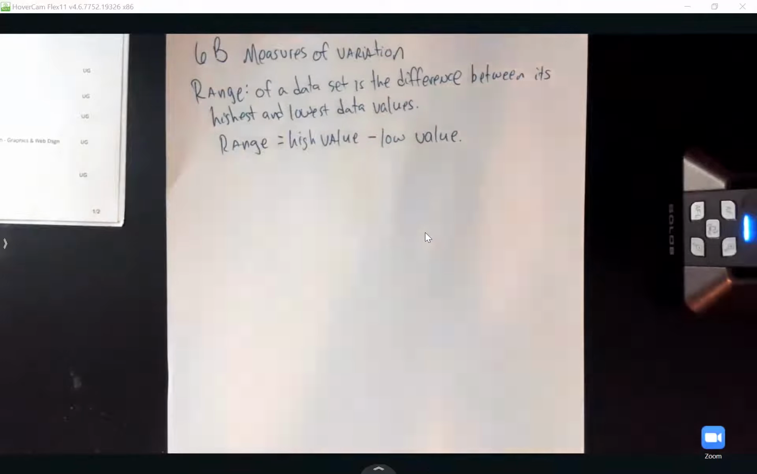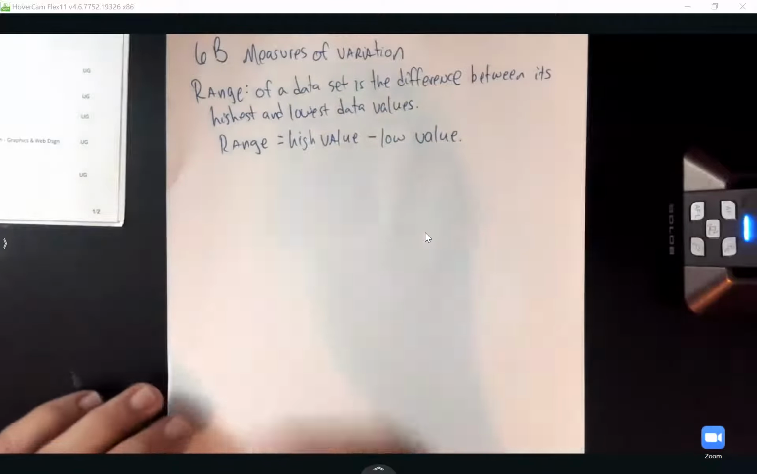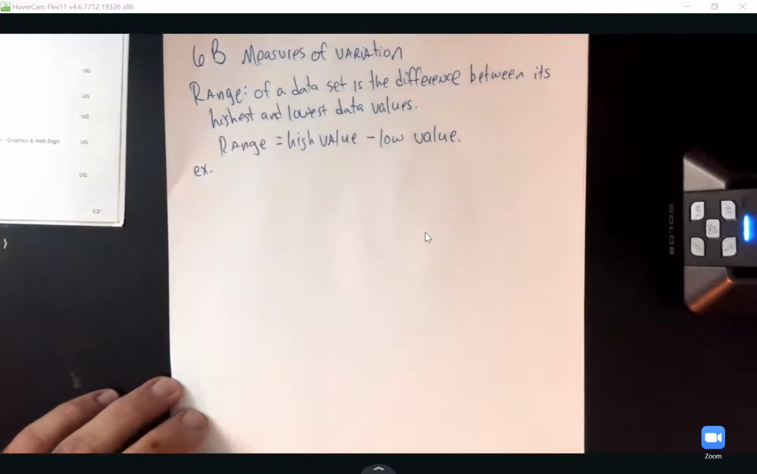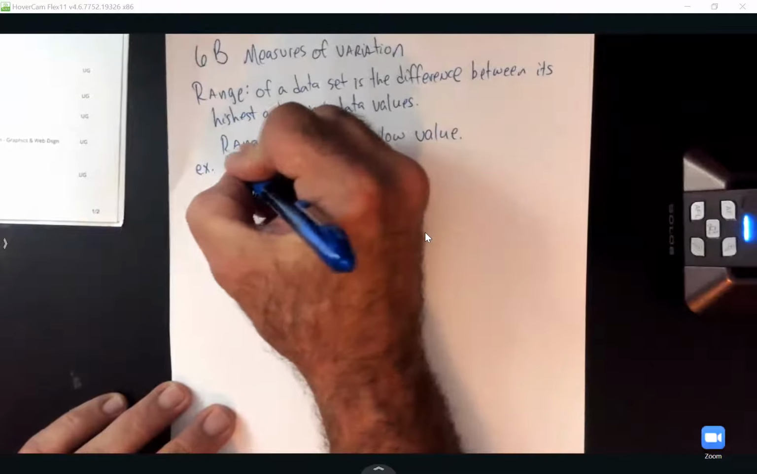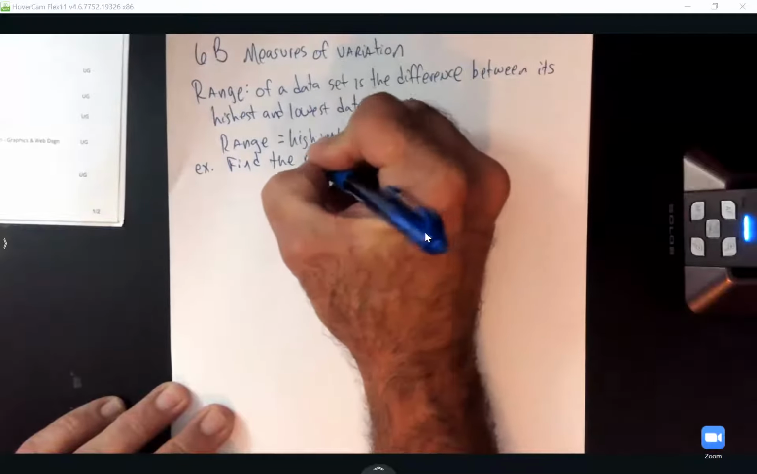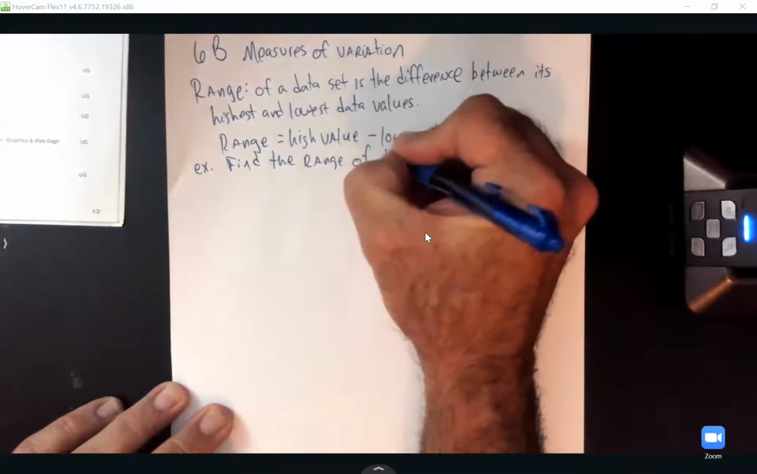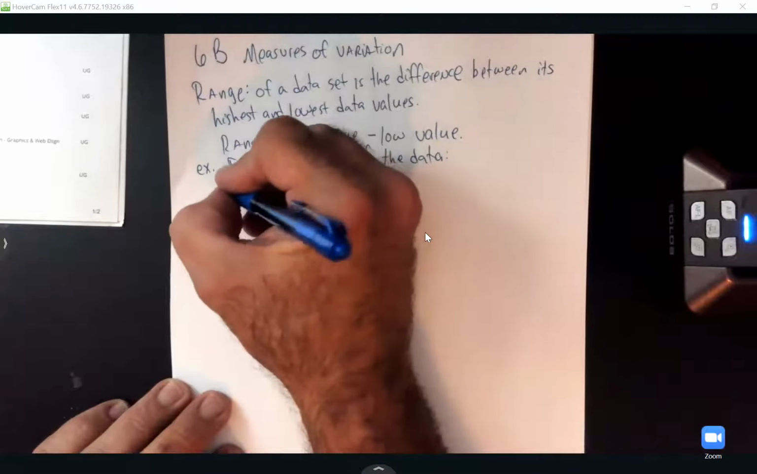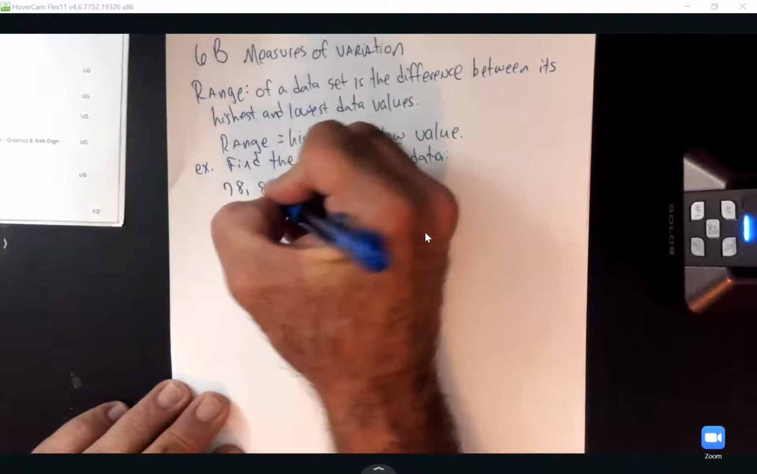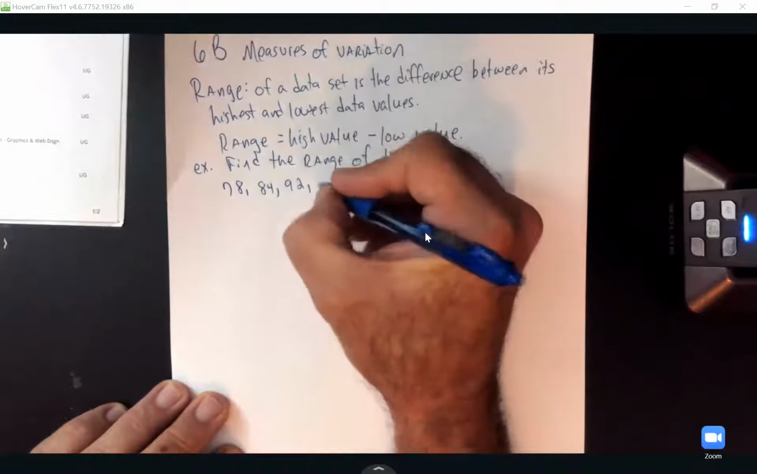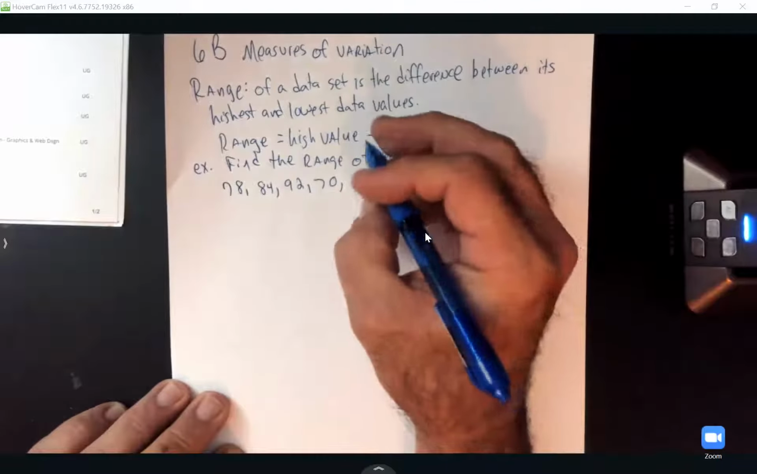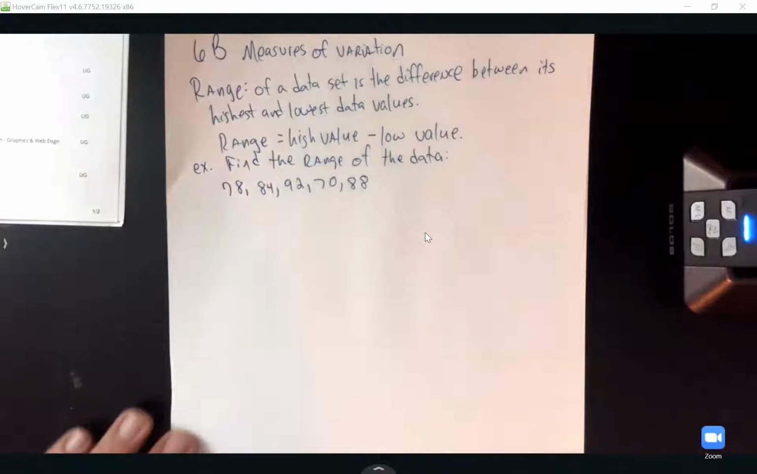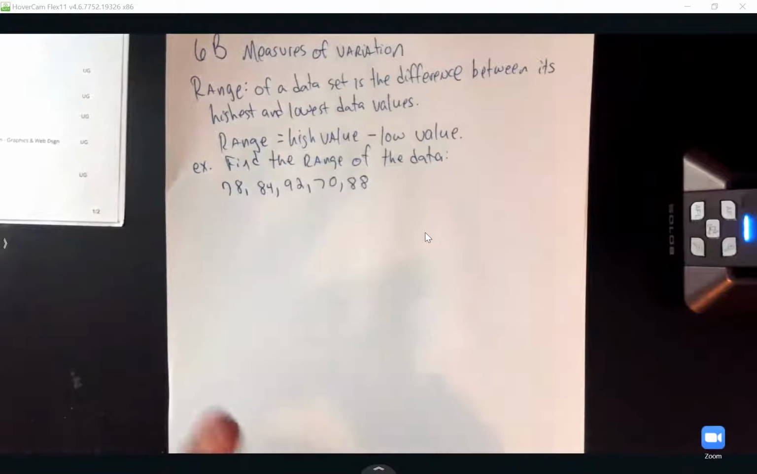So the range is basically how wide is your data. And I figured that out, like we said, by taking my highest data value and subtracting my lowest data value. So I'm just going to do an example so we can find the range real quick. We're going to find the range of the data, and I'm just going to use test scores. So my person made a 78, 84, 92. Then they went down and made a 70, and they came back with an 88. So we just want to find the range of the data.